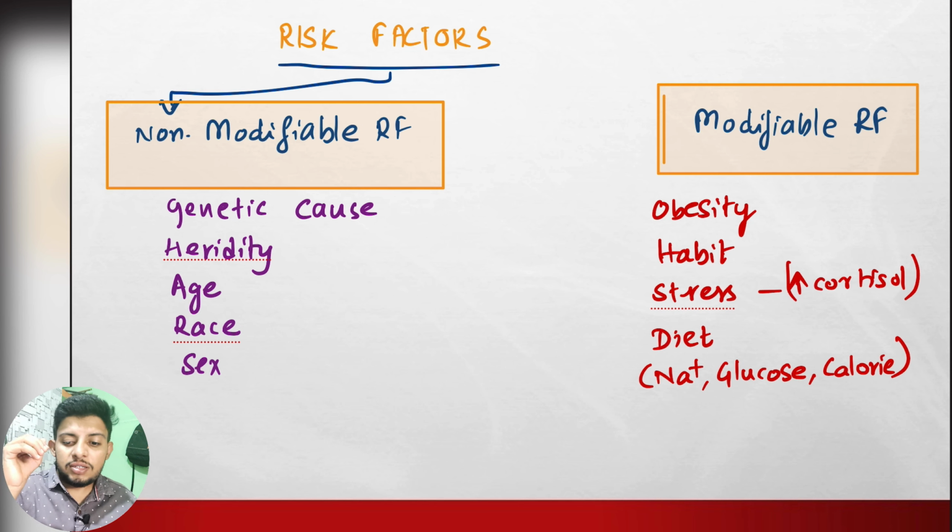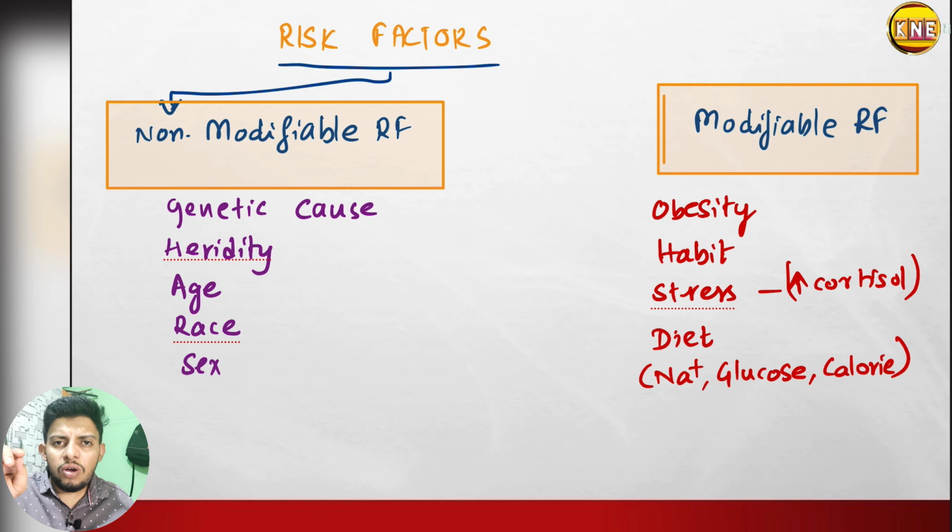Next, diet. Whatever diet you are taking, if you are taking more sodium or more glucose or more calories than your body requires, that also is a cause of hypertension. Modifiable means you can modify, but the client is not modifying, so that will cause hypertension. These are all risk factors, not the exact causes. Risk factors means there is a possibility but not a certainty.